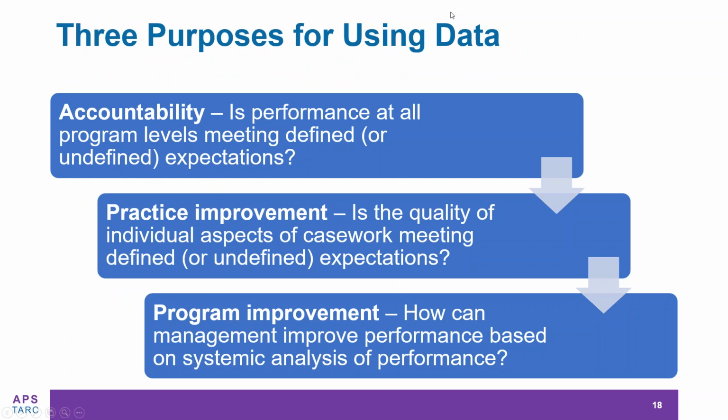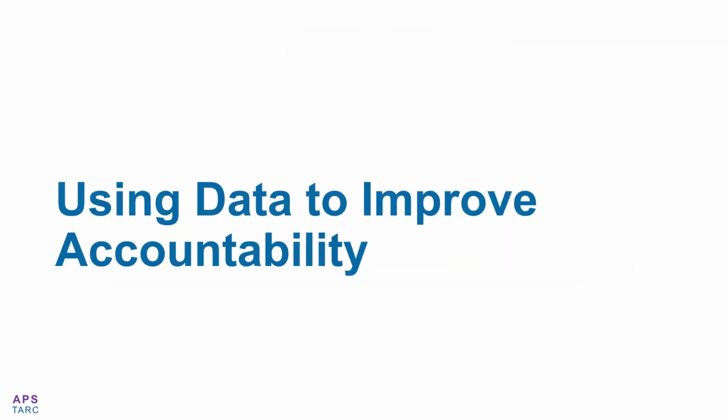So here's the framework for most of the rest of the presentation. Successfully using data is a three-step process. It starts with accountability. When you hold yourself accountable, you can improve your practice by measuring your performance. And then when you measure your performance, which is really focused on practice improvement, you can improve your program overall. And so I'm going to discuss each of these steps in more detail with some examples.